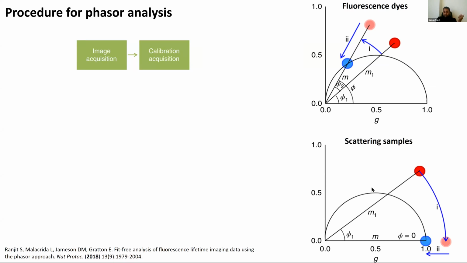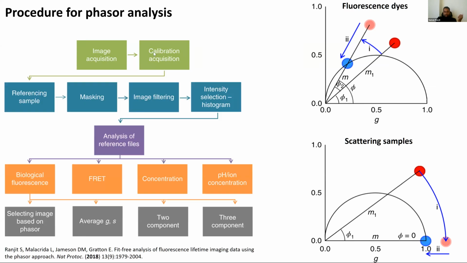More traditionally, for people who use scattering, you can do the same. You can basically position it back to this position, which is a lifetime of 0, the scattering lifetime position. Once we know the referencing, we reference the sample. We mask for looking at different areas. We can do image filtering, which doesn't change the actual image resolution, but it modifies the pixel resolution, because it's a 3x3 algorithm on the phasor space, or 5x5. And then you can select the intensity, and then you can analyze for biological fluorescence, rate, concentration, pH.